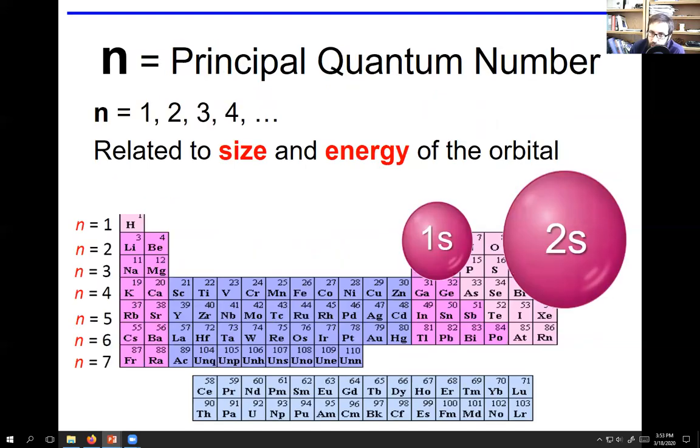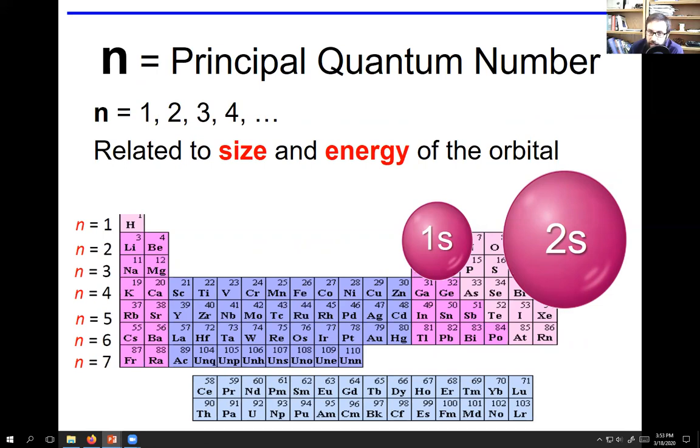So yeah, N is the principal quantum number. It can be 1, 2, 3, 4, etc. It can go up to infinity. But for where the periodic table is right now, it only goes up to 7, okay? Maybe someday in the future, it'll go up to 8. Right now, it only goes up to 7, and it's related to the size and energy of the orbital. On the periodic table, this is actually the rows of the periodic table.